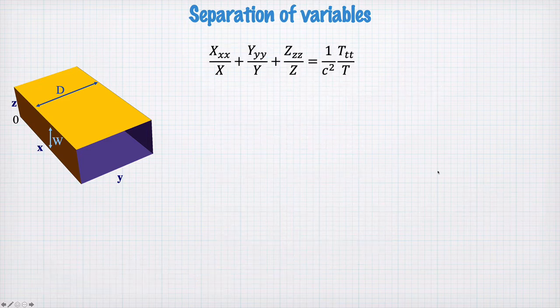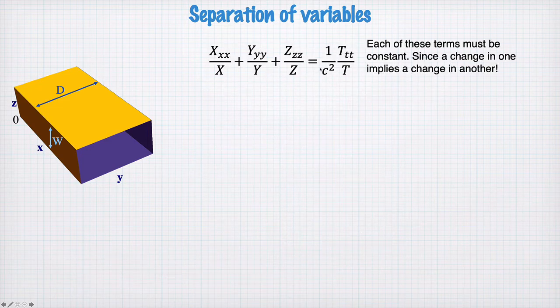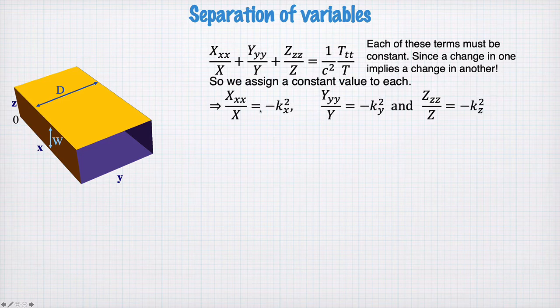So, if each of these terms is a constant, then what we can do is assign a constant value to each of these ratios here. So we assign a value of negative kx squared to this ratio, negative ky squared to this ratio, negative kz squared to this ratio. And we've kind of anticipated what these constants are going to mean as we continue through this working.